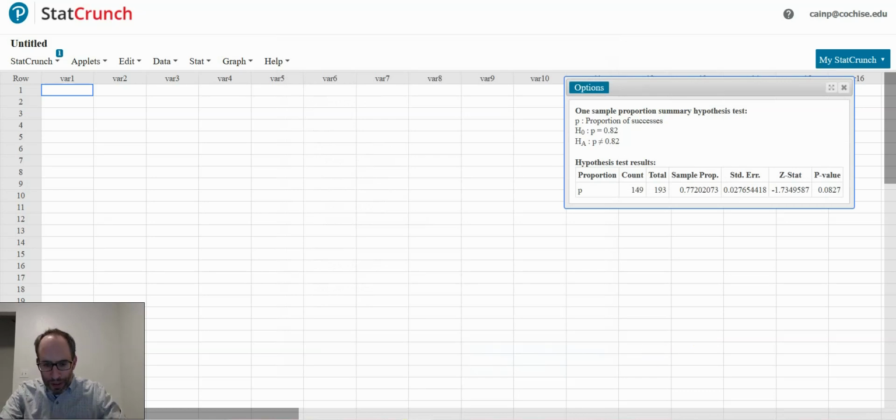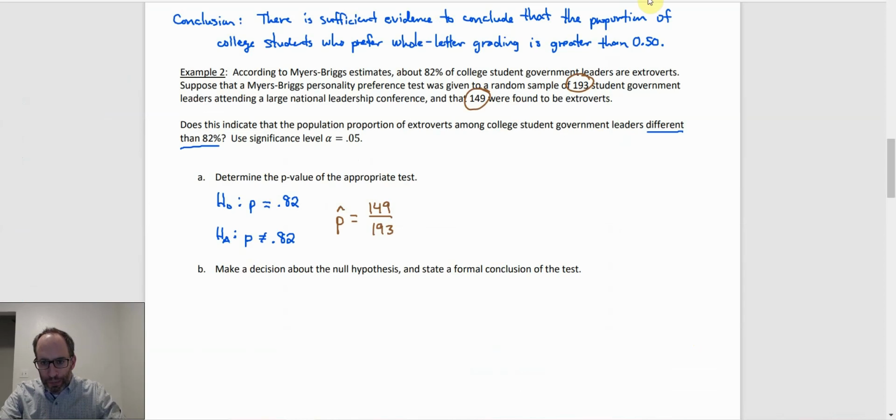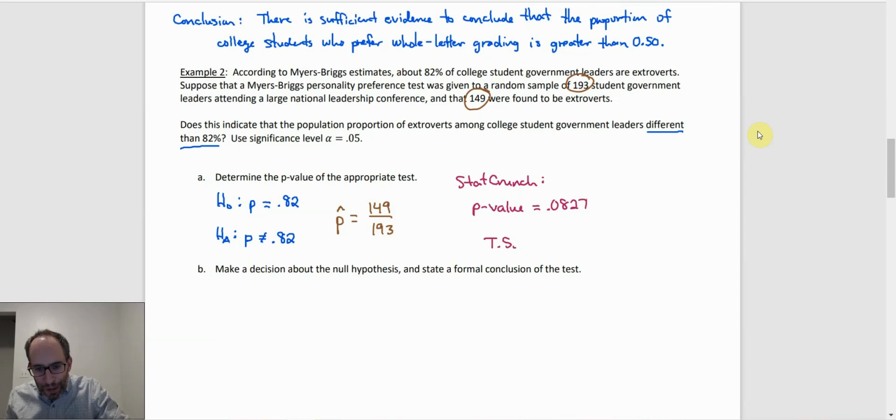We're going to get a p-value of 0.0827, and then our test statistic right next to it is negative 1.735. All right, so I guess I'll use the same color scheme I used up above. So in StatCrunch, we got a p-value of 0.0827, and then in our thought bubble, we're going to put our test statistic of negative 1.735. So we want to be thinking about that for when we do it the long way in a few minutes.